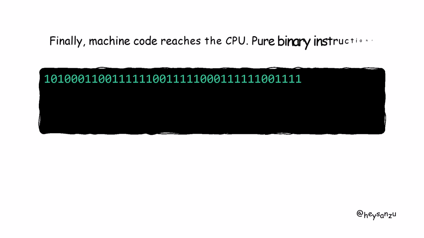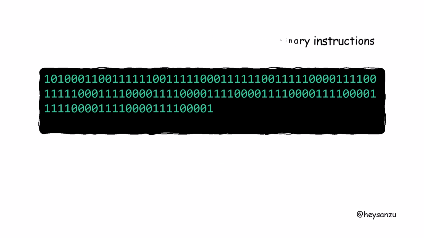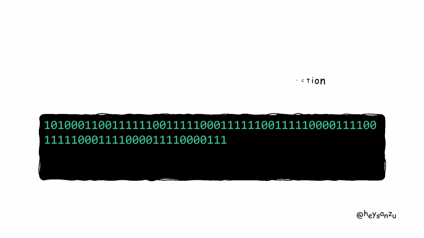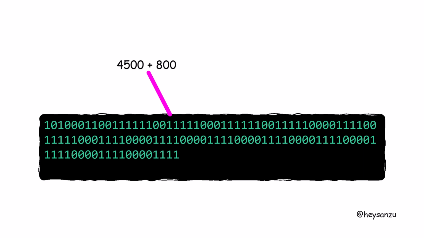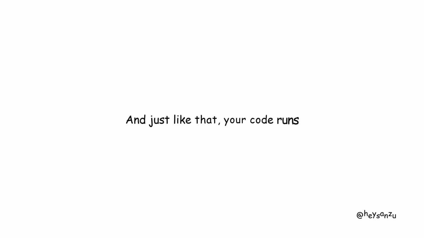Finally, machine code reaches the CPU. Pure binary instructions. Each binary pattern is a specific instruction. Move this data. Add these numbers. Display this text. And just like that, your code runs.